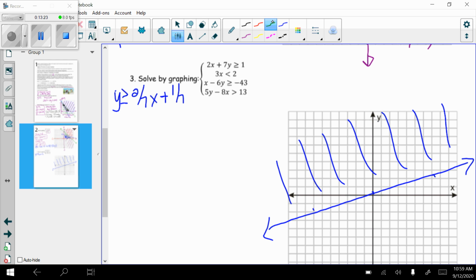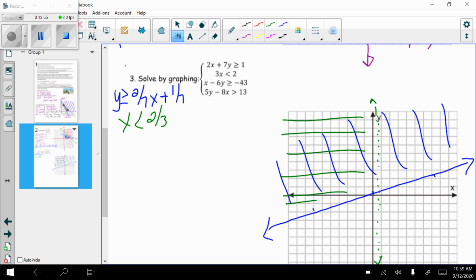I'm going to switch colors. Go to my second inequality, 3x less than 2. I just need to divide by 3, so I get x is less than 2/3. This is going to be a dotted line, a vertical line, so 2/3 a little bit in between 0 and 1. X is less than, so that's everything to the left-hand side of that. And again, if I'm looking at overlapping, you see it's just going to be that part right there. I don't have to worry about shading.